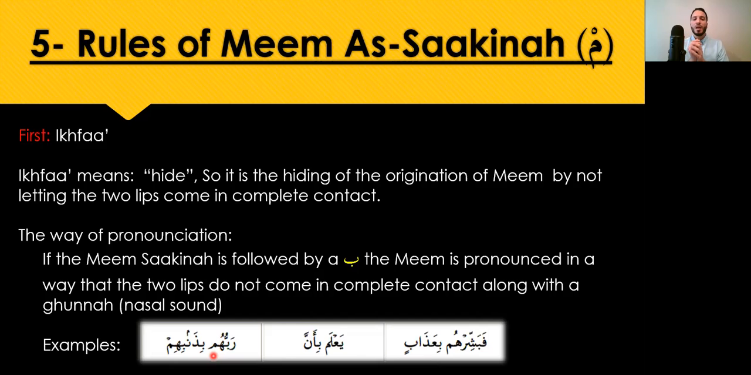So it's not just ربهم بذنبهم, that would be too fast. The ghunna has to be prolonged. ربهم بذنبهم. Okay? So this is ikhfa, hiding. This is our first rule.